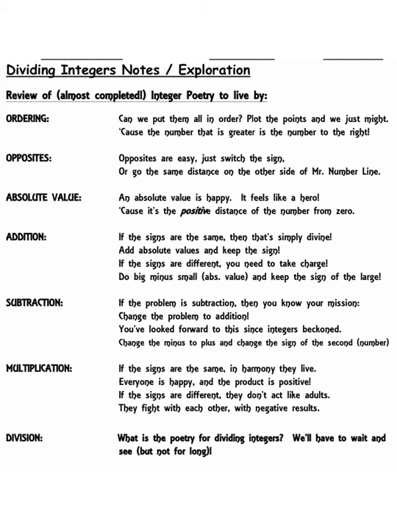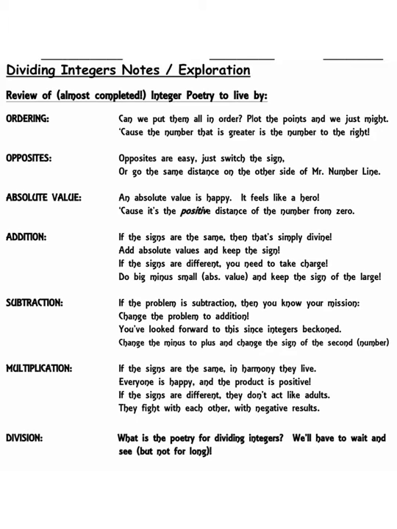Add the absolute values and keep the sign. If the signs are different, you need to take charge, do big minus small, and keep the sign of the large. If the problem is subtraction, then you know your mission. Change the problem to addition. You've looked forward to this since integers beckoned. Change the minus to a plus and change the sign of the second.